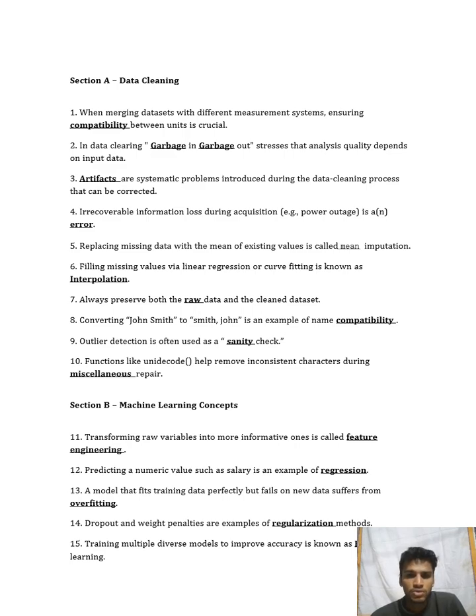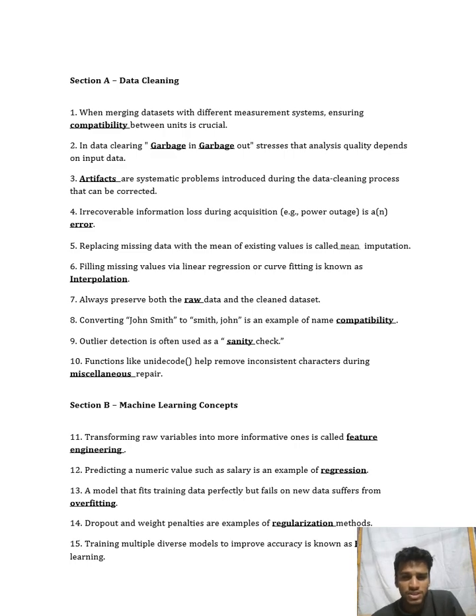Converting John Smith to Smith John is an example of compatibility. Outlier detection is often used as a sanity check. Functions like Unidecode help remove inconsistent characters during miscellaneous repair.